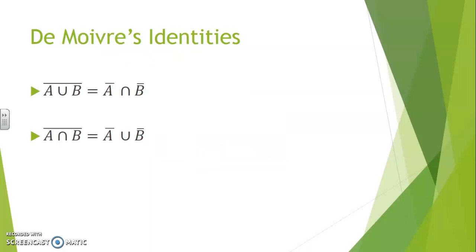These are actually called de Morgan's identities. So in our last example, we saw one of these relationships. So the identities say that the complement of A union B is the intersection of the complements of A and B individually. And likewise, the complement of the intersection of A with B is obtained from the union of the individual complements.